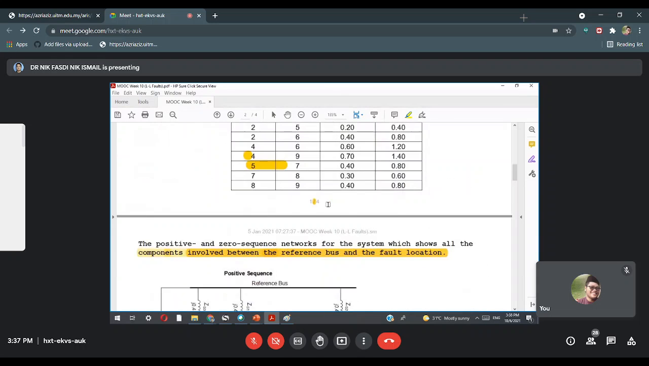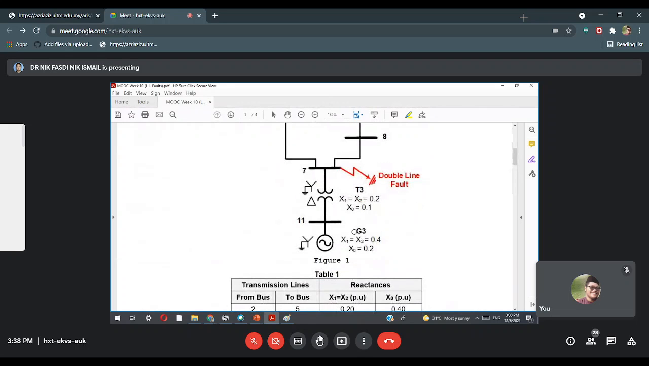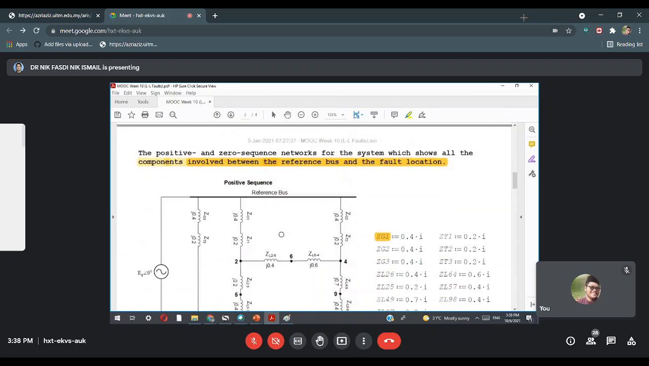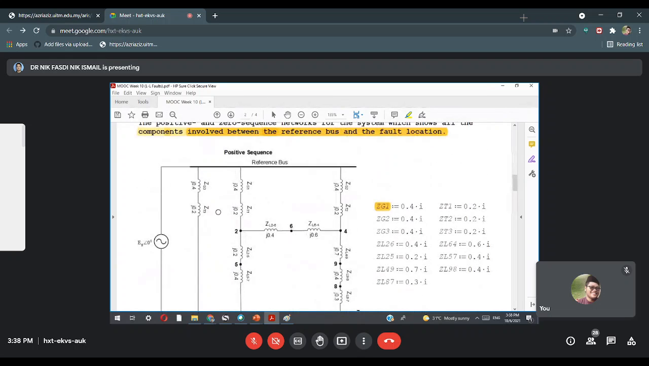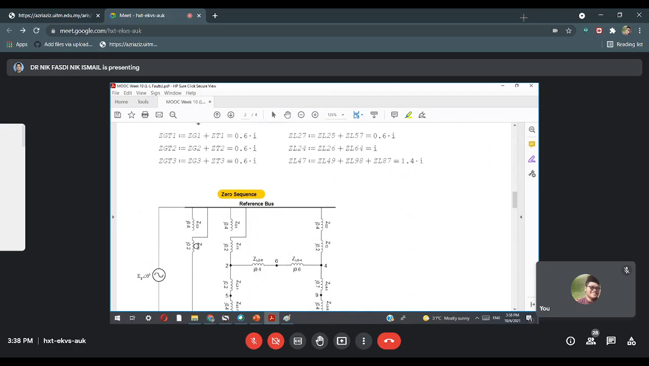Okay, G3 and T3, kat sini. So G3 and T3, you tengok this is star connection. Dia ada ground kan? Ini delta, dia tak ada ground, betul. That's why dia open. Maksudnya yang ini bukan dia tak bersambung, physically dia connected, tapi for the I0 ataupun zero sequence current dia tak flow from G3 to T3 because dia pakai delta. Okay? So that's why in this case you just open the circuit.